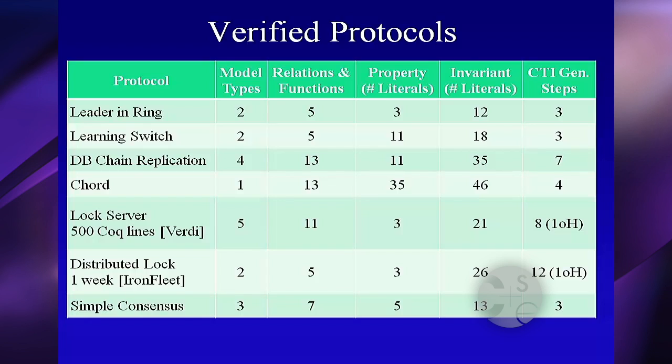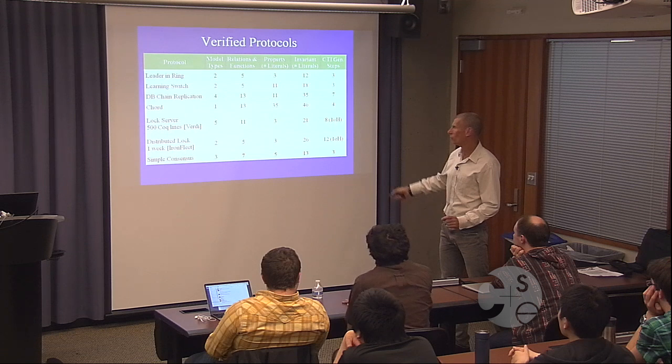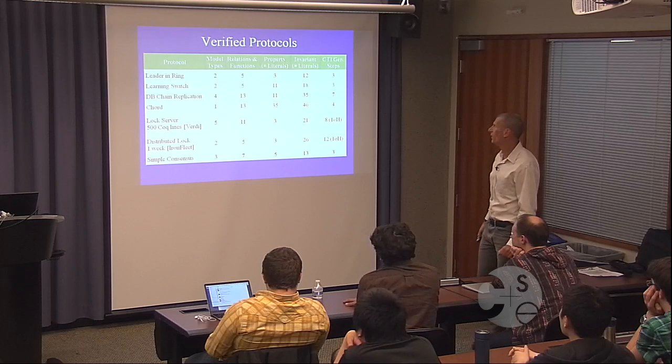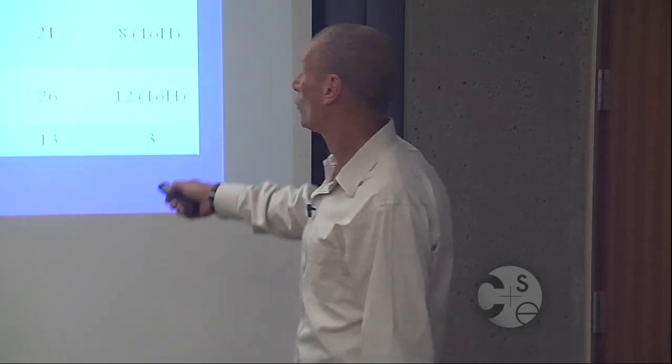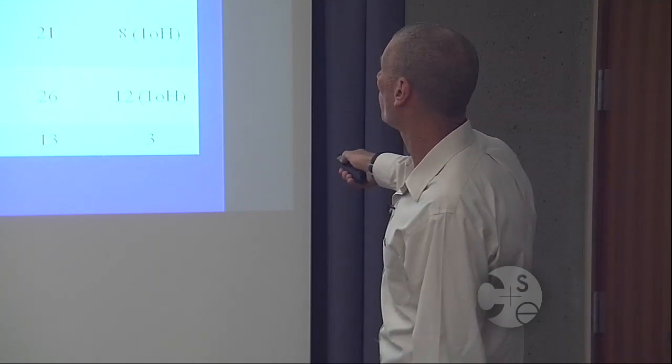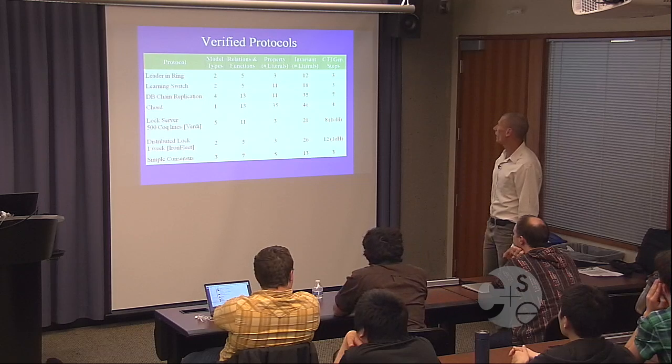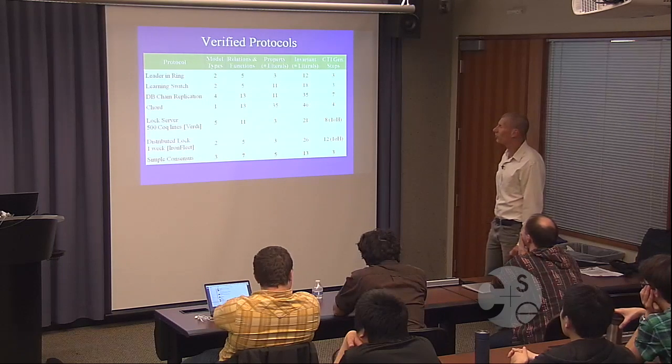Learning switch is a distributed spanning tree. DB chain replication is something that Pamela came up with, a database replication, which we want to show that it's serializable. This was interesting because in the procedure of doing it, we actually found many bugs in this protocol. And you see that the invariant here is slightly more complex, and there are seven steps.